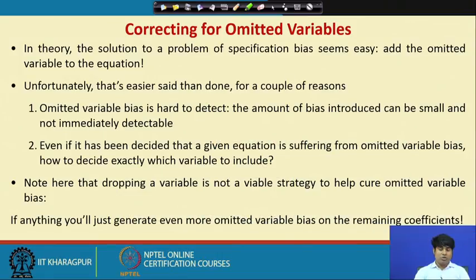For instance, if it is not randomly selected and not drawn from different settings, then that will give you some kind of bias, and that will also be a question of omitted variable bias. So, you must be very careful how you deal with all these issues. Even if it has been decided that a given equation is suffering from omitted variable bias, the question is how to decide exactly which variable to include. Of course, we have already discussed this issue in the multicollinearity problem.